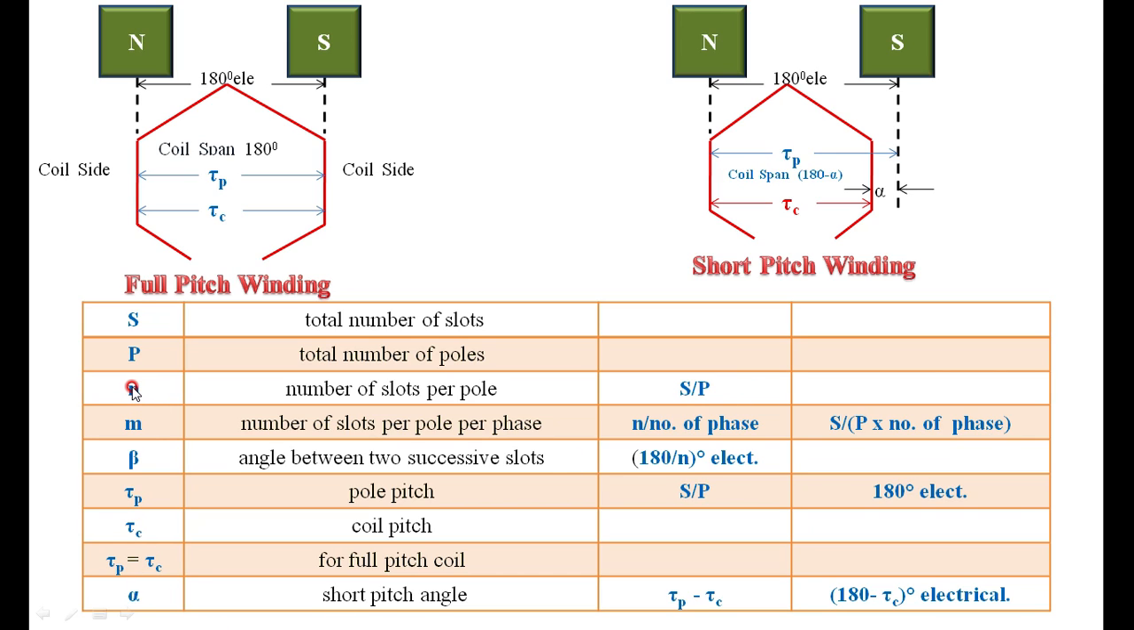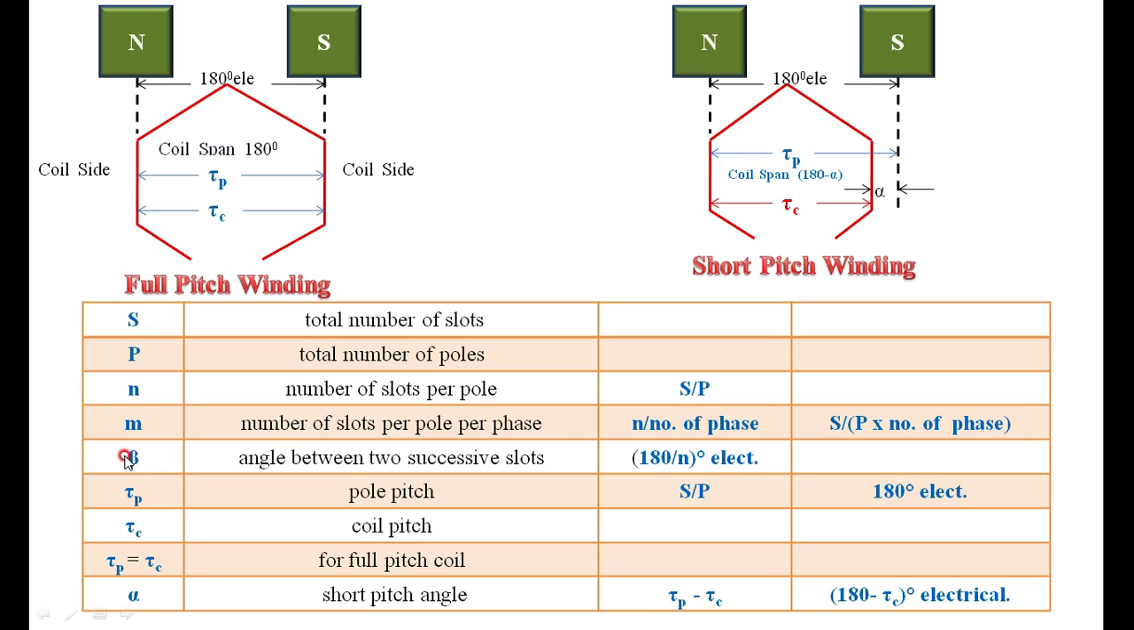Then the number of slots per pole is redistributed among three different phases, because it is a three-phase alternator. The slots per pole are distributed among the three phases R, Y, B. Therefore, the number of slots per pole per phase is S divided by P into the number of phases, that is S divided by P times the number of phases. In this case, the number of phases is 3.